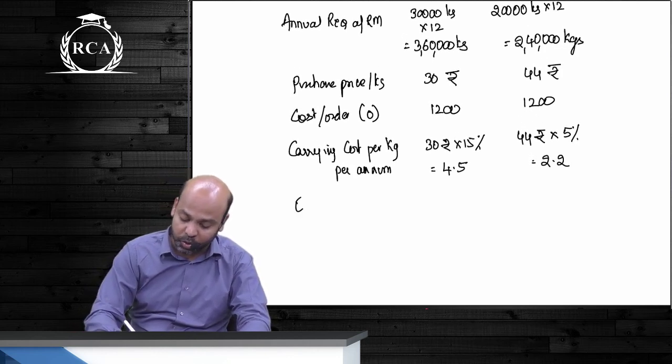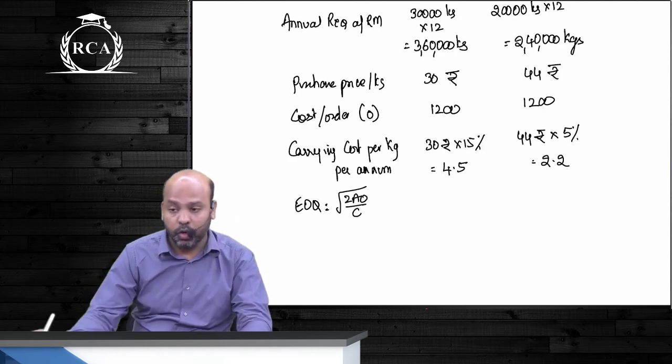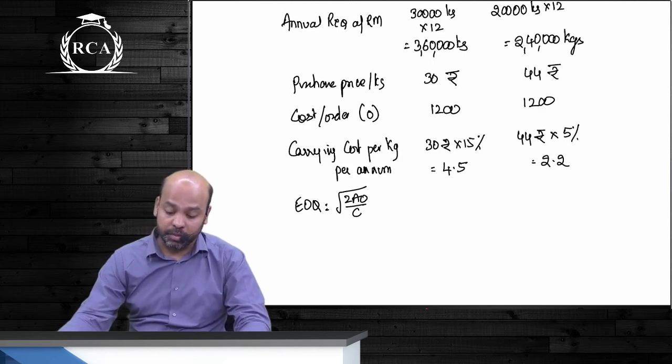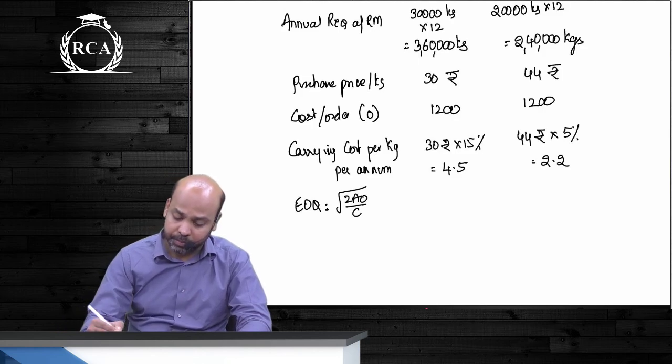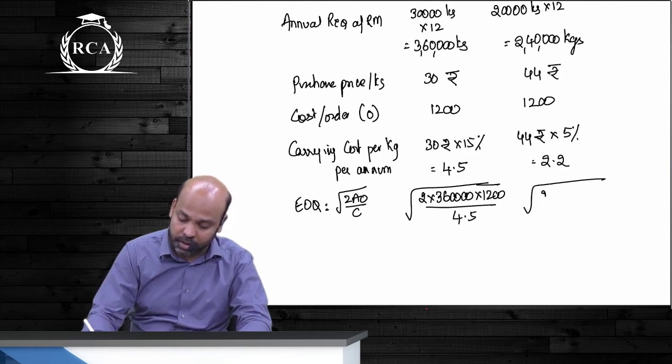Now you can compute your EOQ, guys. What's the formula for EOQ? Root over 2AO by C, where A stands for annual requirement, O stands for ordering cost, C stands for carrying cost per annum. So you know what the variables are, guys: 2 into 3,60,000 kgs into 1200 divided by 4.5. And here, guys, 2 into 2,40,000 kgs into 1200 divided by 2.2.